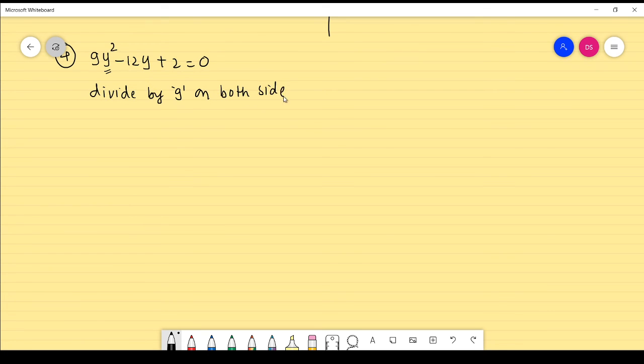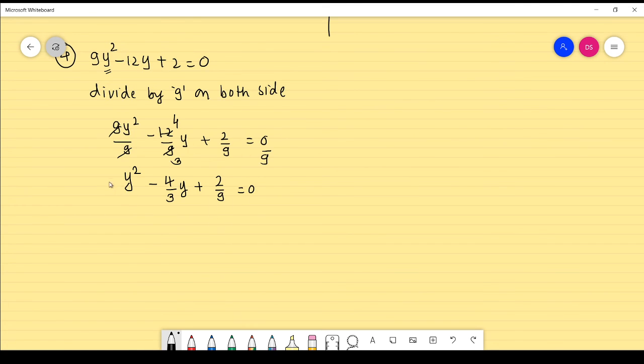So you need to divide by 9 on both sides. 9y square divided by 9, minus 12 by 9 y, plus 2 by 9 equals 0 by 9, which is 0. 9 ones are 9, so what remains is only 1y square. Now we made the coefficient of the square term equal to 1, right? Minus, 3 3s are 9, 3 4s are 12. So we got 4 by 3 y, plus 2 by 9 equal to 0.